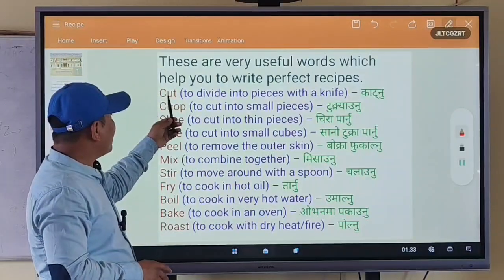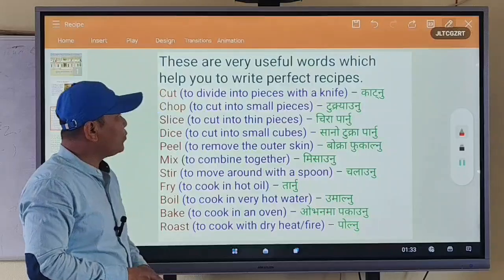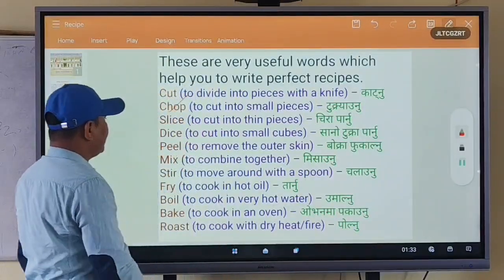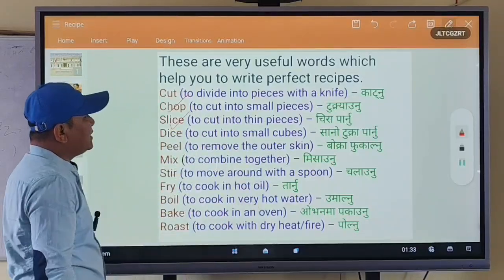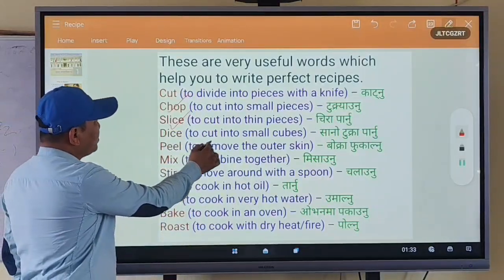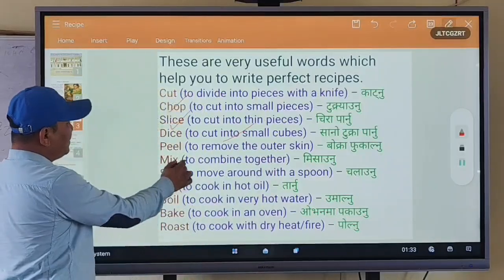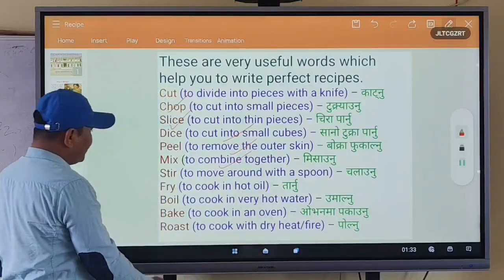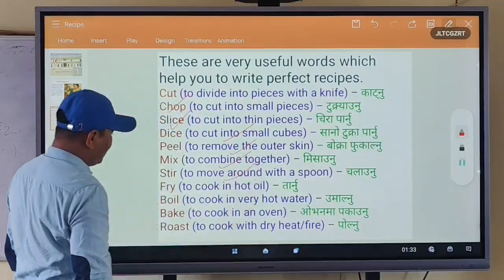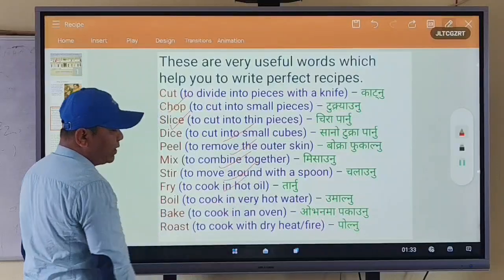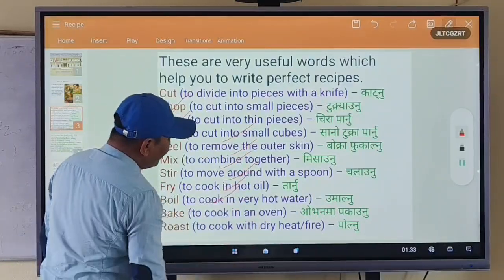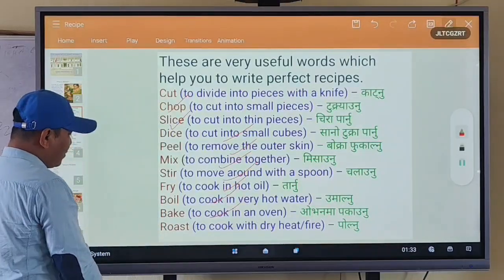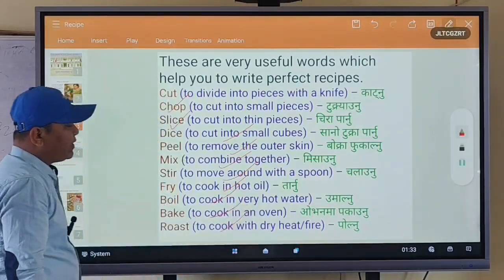Cut means to divide into pieces with a knife. Chop means to cut into small pieces. Slice means to cut into thin pieces. Dice means to cut into small cubes. Peel means to remove the outer skin. Mix means to combine together. Stir means to move around with a spoon. Fry means to cook in hot oil. Boil means to cook in very hot water. Bake means to cook in an oven. Roast means to cook within dry heat fire.